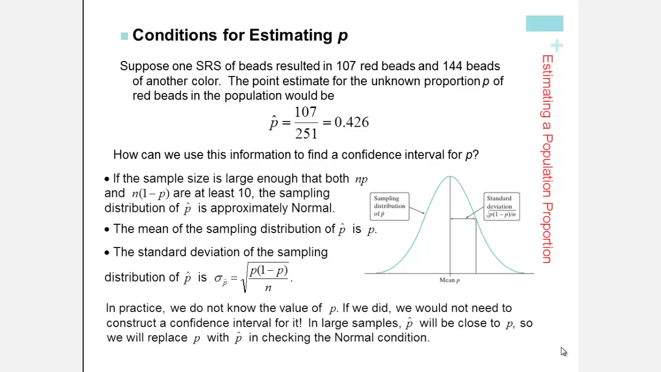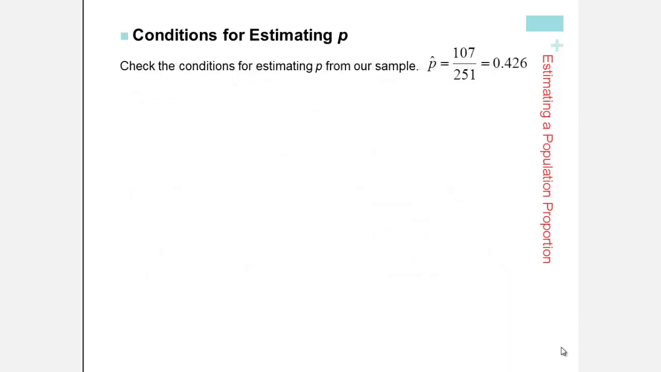In practice, however, we do not know the value of p. If we did, we would not need to construct a confidence interval to find it. In large samples, p hat will be close to p, so we will replace p with p hat when we check our normal condition. For our example, remember, p hat ended up being 0.426.